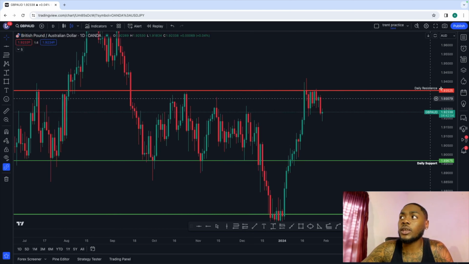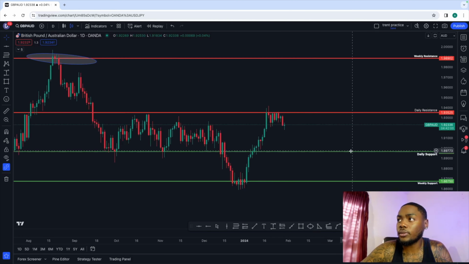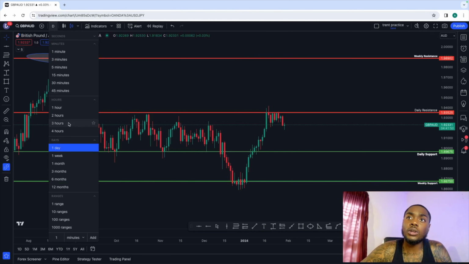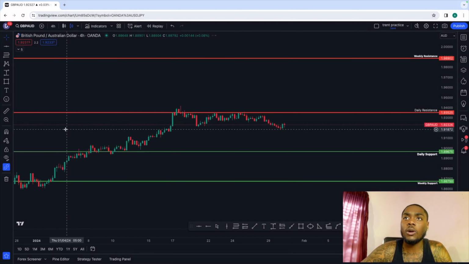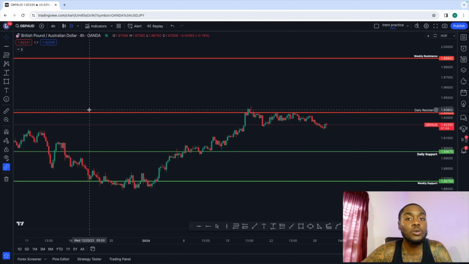So now that we have, let's scroll out. We have a daily support. We have a daily resistance. We have a weekly resistance and a weekly support. Now, you are not done yet. Now, you want to drop down to your 4 hour zone, your 4 hour time frame. And you want to do the same exact thing on the 4 hour time frame.